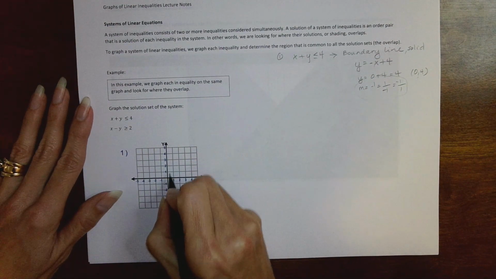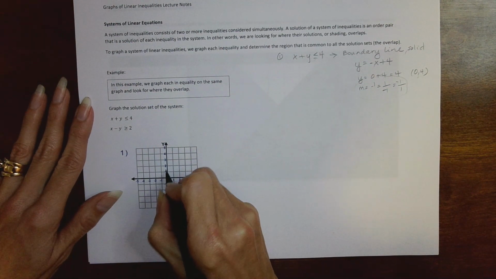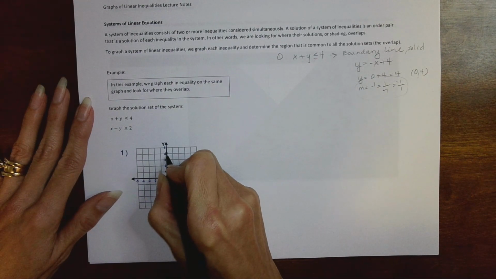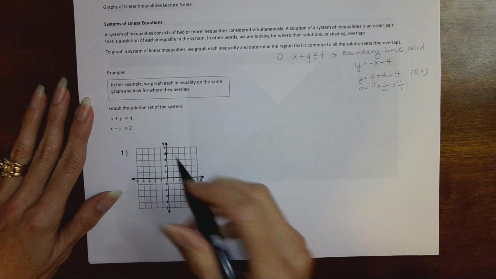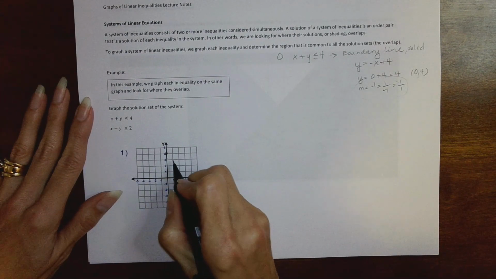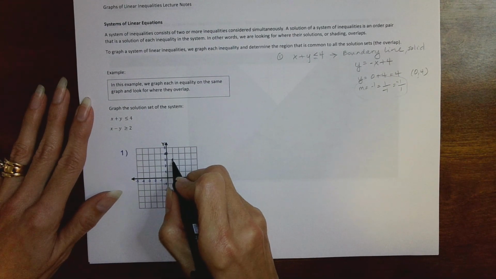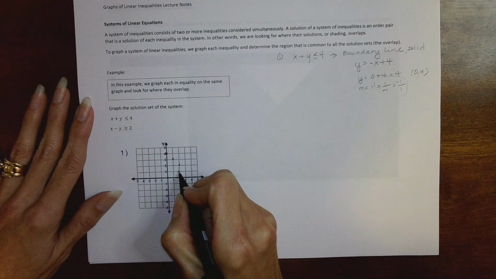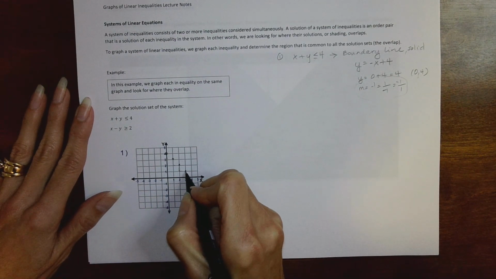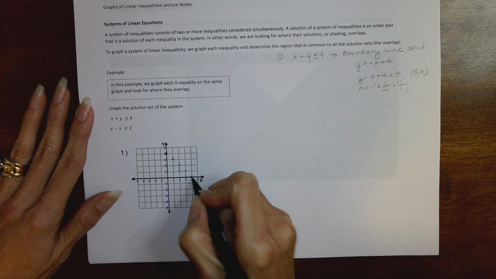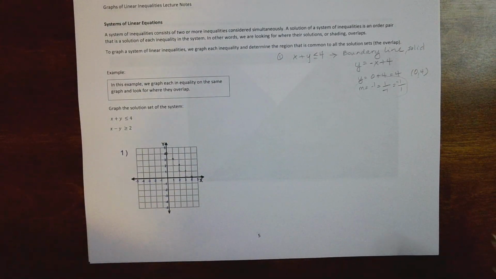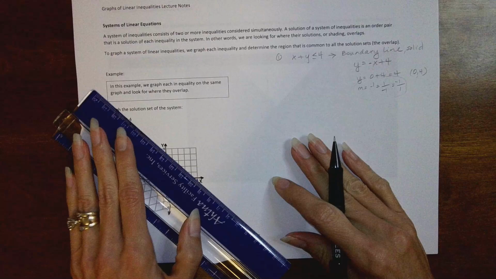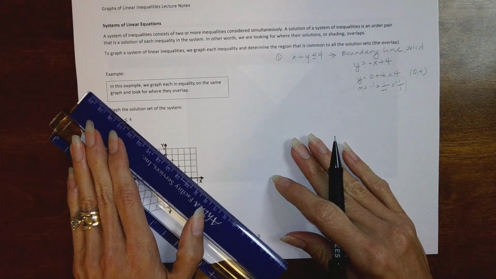So I'm going to go to 0, 4. 1, 2, 3, 4. And for every one I go down, I go over 1. Every one I go down, I go over 1. Keep going. That one was an easy walk, so I just kept going until I hit the other intercept. And it's going to be a solid line.